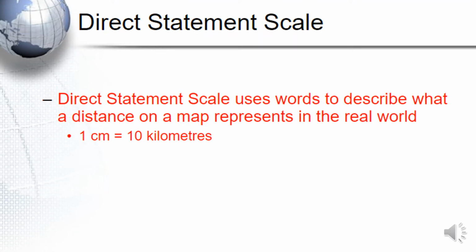The next is a direct or statement scale. This is a very direct one where I'm saying that 2 centimeter is equal to 1 kilometer. Something you will see on your West Bengal maps which you all are doing at the moment. It describes the distance on a map represented in the real world. For example, here it is given 1 centimeter is equal to 10 kilometers. Now, this scale is sometimes called the numerical scale or a statement scale.